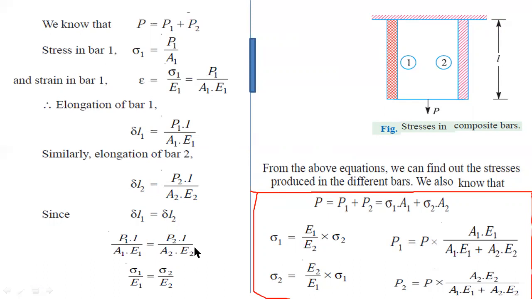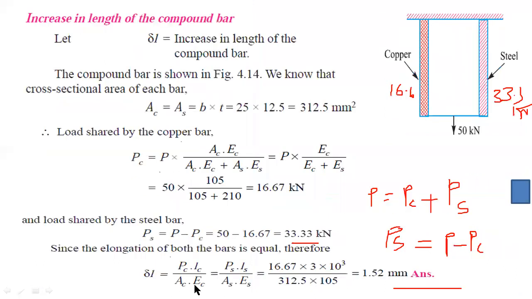So I am using here, this is the delta L for the copper bar, this is the delta L for the steel bar. Both are equal, so you can take any one of these two. So this is the value of delta L, the change in length or elongation in the compound bar, equal to 1.52 mm. When you apply a load of 50 kilonewtons on the composite bars, it will increase in length by 1.52 mm in the downward direction.